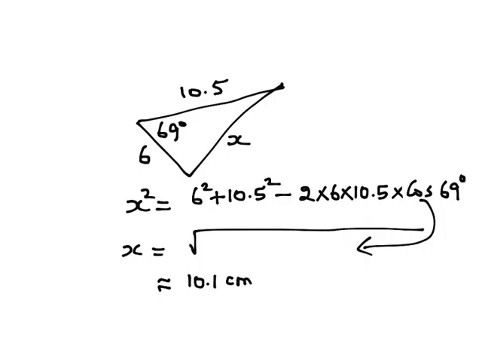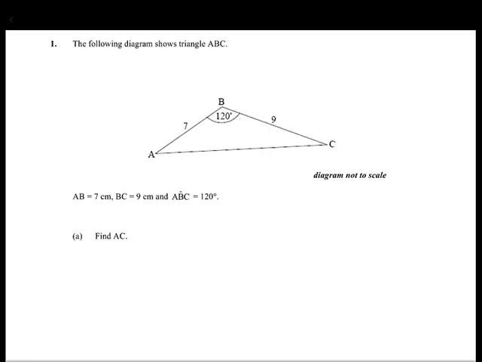Okay, so it's a very simple problem. Let us look at another problem. Okay, so let us look at this problem, students. The following diagram shows triangle ABC. The length of AB is 7 centimeter. Length of BC is 9 centimeter, and the included angle is given. The question is find AC.